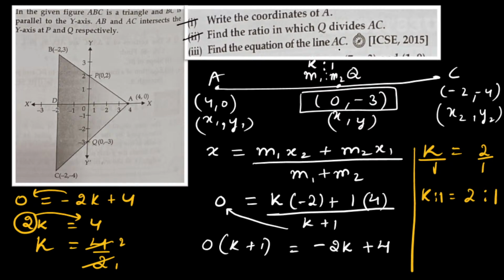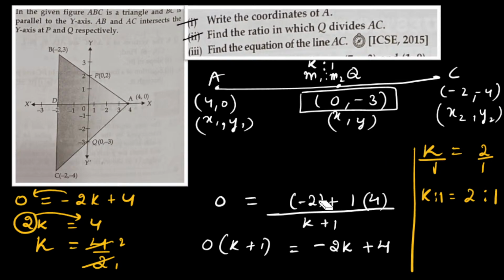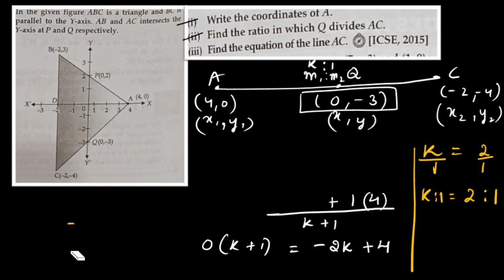Find the equation of the line AC. So we have to find the equation of the line AC. So we can find now equation of the line AC by using point form. First of all, we should know the slope of AC. So we can find the slope of AC. Coordinates we already know. Everything we know. So we can do it.